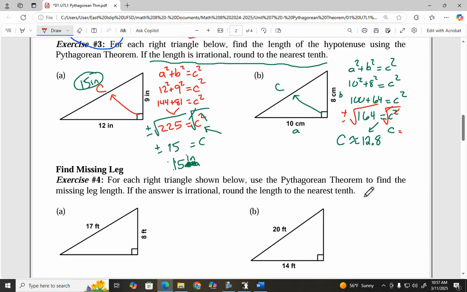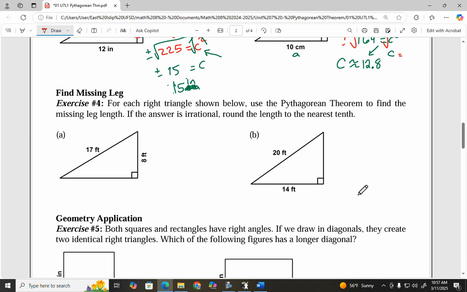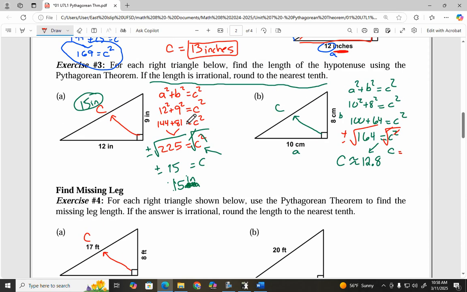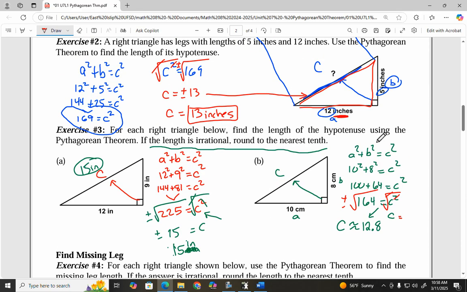All right, next, exercise 4. So exercise 4, we have to actually solve an equation. Again, kind of what we did in our last unit. And the reason why we have to solve an equation is because look at across from the right angle is C, and this time they gave us C. Right? In the other problems, I was finding C. I didn't know what C was.